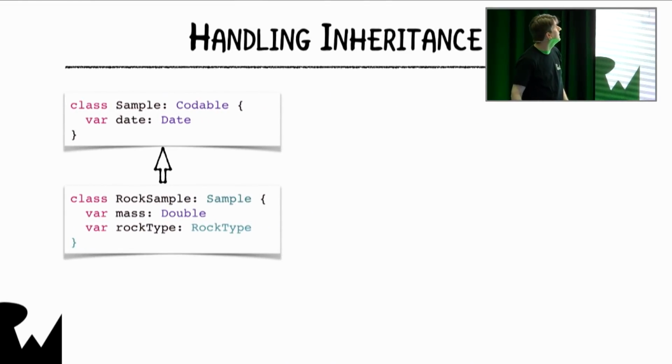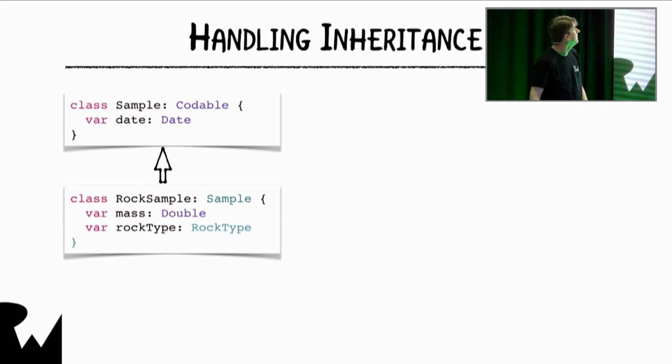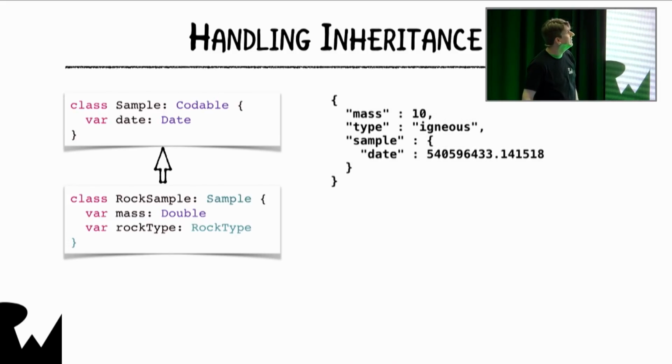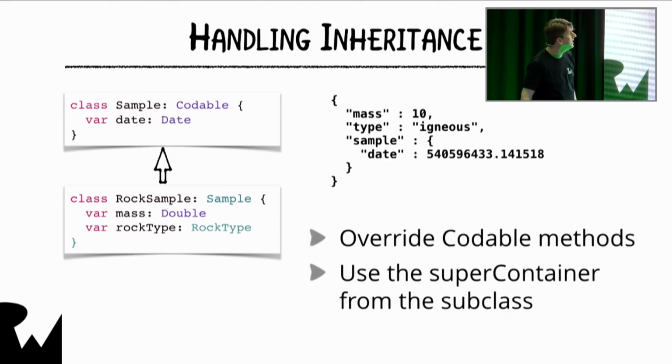And finally, handling inheritance. So here I have a sample, and this is a class, notice, a reference type, and I'm deriving from this class, and it has a mass and a rock type. If I just make that codable, it's just going to spit out what's in the base class, but it doesn't do anything for the derived class here. In order to make this work, I need to make my object override the codable methods, and I need to get at the super container from my current encoder. So we'll see how to do that, and that's being done in demo 2.